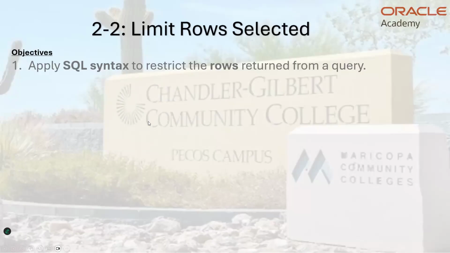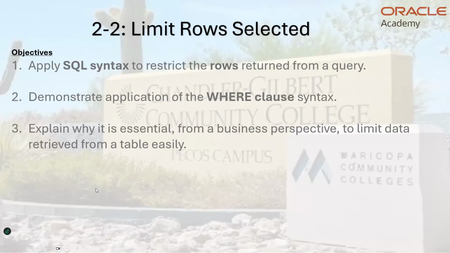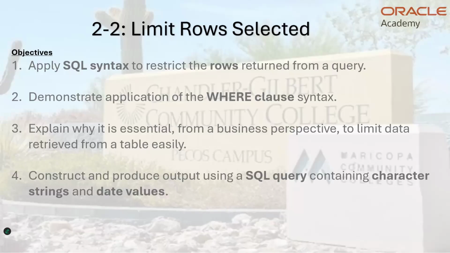So we're going to apply SQL syntax to restrict the number of rows returned, demonstrate application of the where clause. Yay. The where clause will be your friend. You'll be able to filter things out to make sense of the data returned and explain why it's essential from a business perspective to limit data. You don't want to return all the data all the time from the table or from the join or from whatever. You do want to have a way to control that, and that's where the where clause comes in.